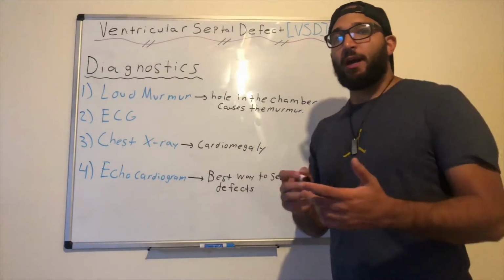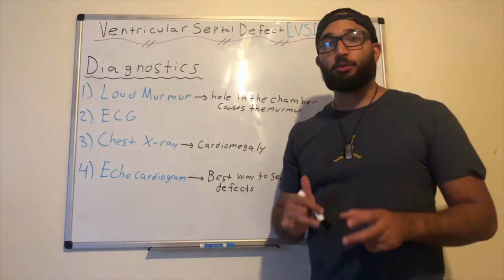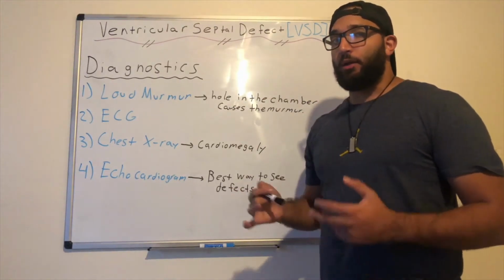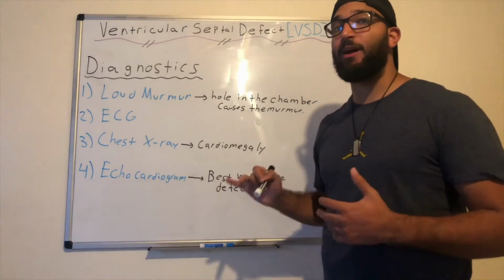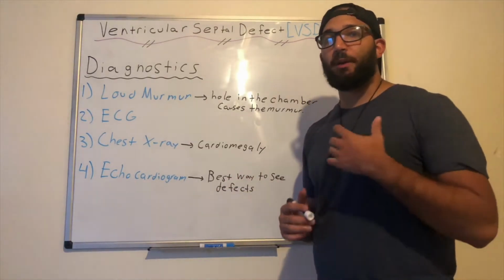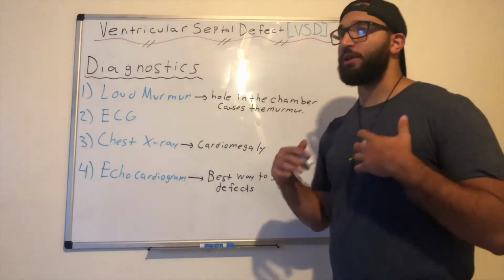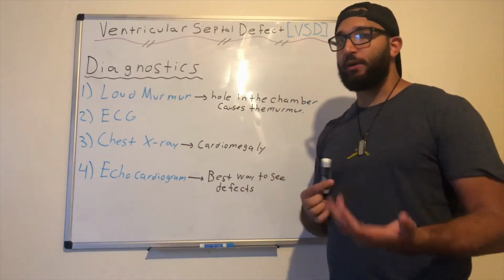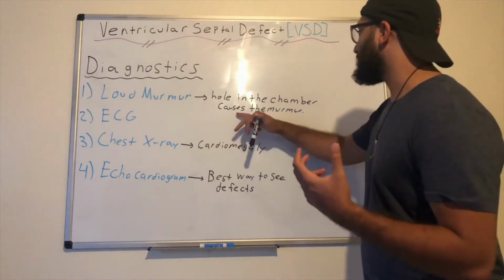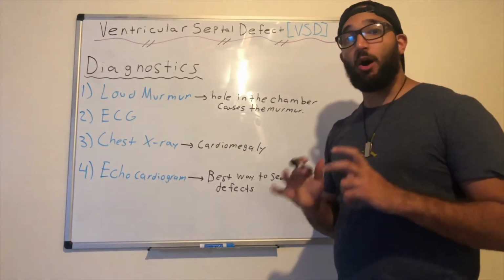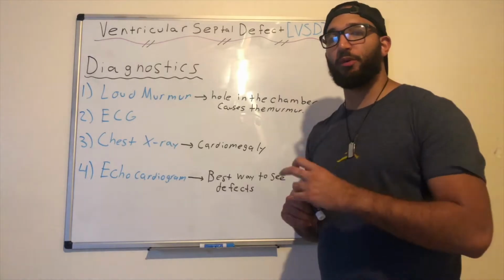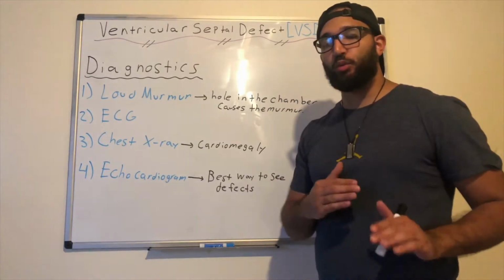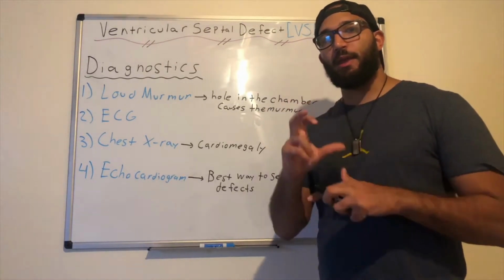All right, so for diagnostic testing for ventricular septal defect, one way to diagnose this disorder is using your stethoscope and detecting a loud murmur. By using the bell of your stethoscope, you will be able to hear a murmur. How would you hear that murmur? Well, it's because there is a hole in the chamber that causes that swooshing noise within the heart. Since there's a hole within the intraventricular septum, you will be able to hear that murmur.